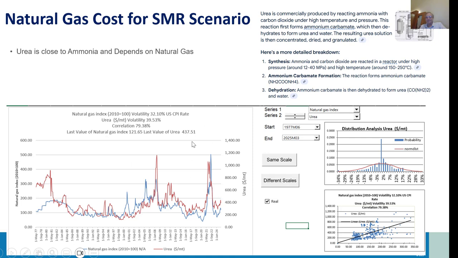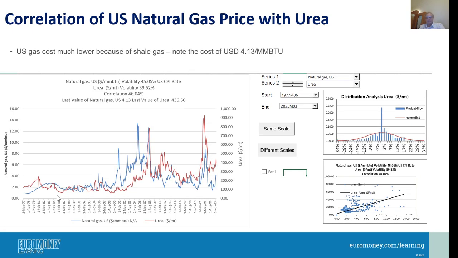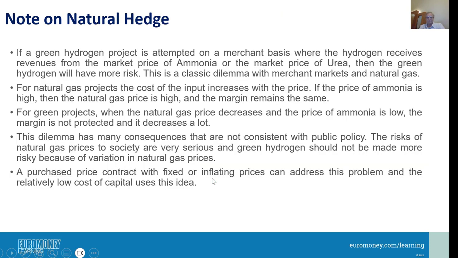This is from my other thing. This is what urea is. Here's the cost of urea compared to the natural gas index that the World Bank gives you, and you can see this correlation. It's all natural gas. Here's the Asia cost versus the urea cost. Here's the US cost, and that's this dramatically lower cost, but the scales are all messed up.